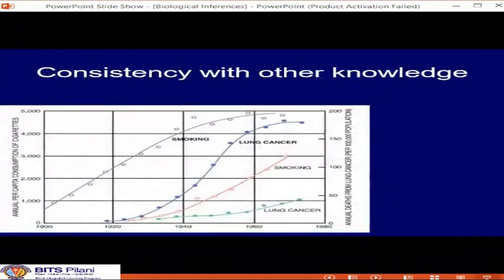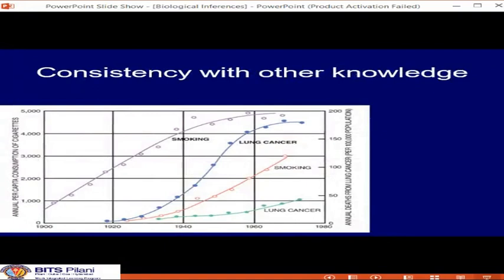The next factor which people look at is called consistency with other knowledge. Can you show that the same exposure causes disease in many different types of people or in subgroups of people? Then we'll say, okay, this is something we tend to think is consistent with our other knowledge.